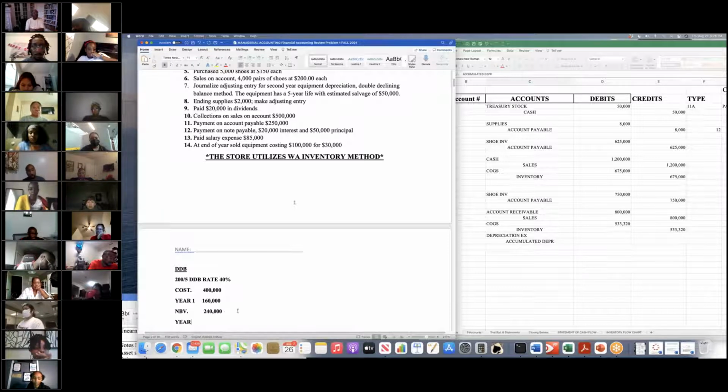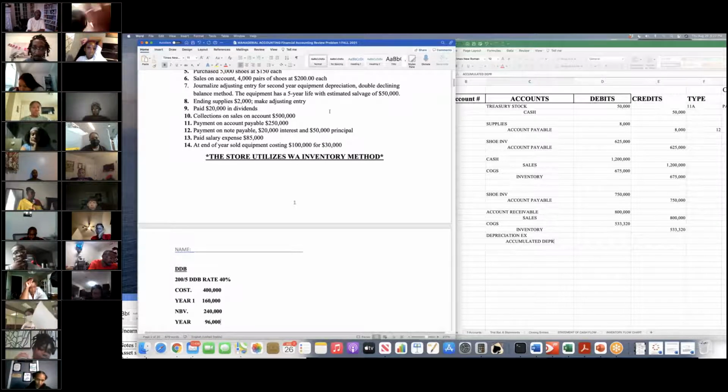And so when we get ready to do year 2, that's why it's called a declining balance. We take 40% of 240,000. If we take 40% of 240,000, how much do we get? 96,000. So 96,000 would be the depreciation in year 2. And we ignore the salvage. We don't worry about the salvage, we just can't depreciate below it.